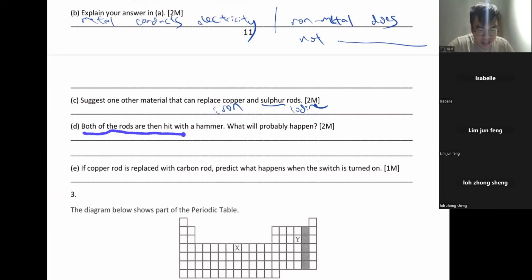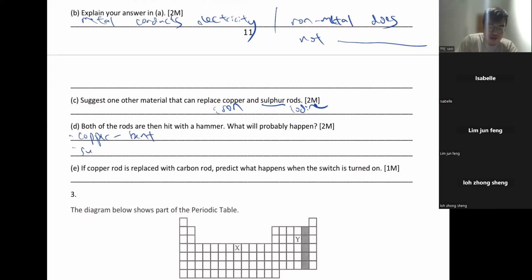D. Both the rods are then hit with a hammer. What will probably happen? Okay, what happens to the sulfur? Sorry, the copper. What happens to the copper? Huh? What do you mean nothing? You thought this is Captain America's shield, ah? When you hit copper, what's gonna happen? It's malleable and ductile, right? Change shape. Okay, you can say bend lah. Bend. Yes, bend. Walao eh. So hard, made this one.